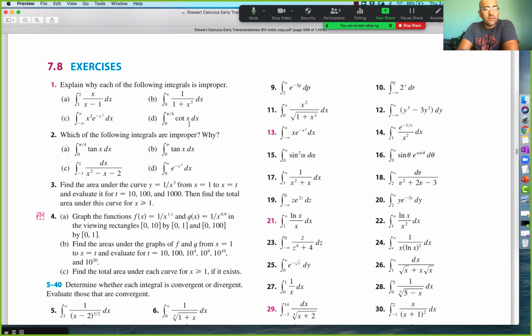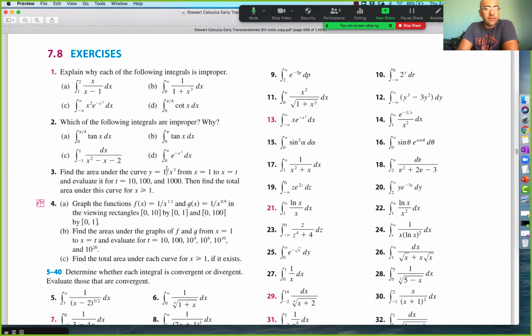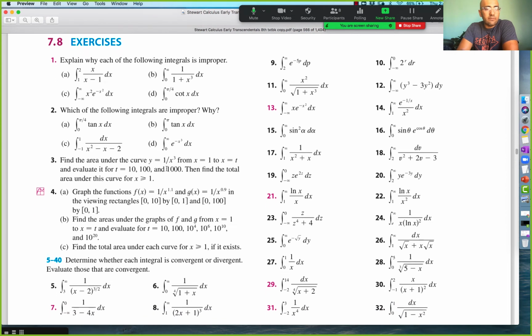Cotangent, remember, is cosine over sine, but sine of 0 is 0, so it's going to be undefined. Cotangent of 0 is undefined. Good. So that's where the problems lie. Which of the following integrals are improper and why? Okay, so same thing.